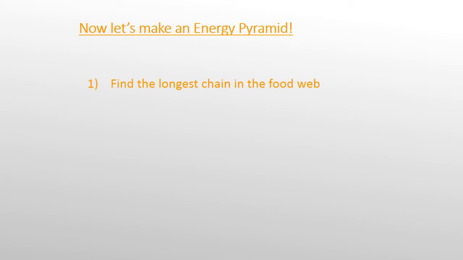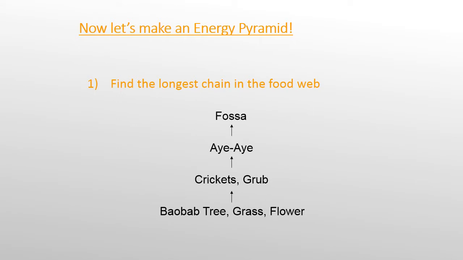For example, if you have a baobab tree, or the grass or the flower, connected to a cricket or a grub, that would be connected to the aye-aye, that could be connected to the fossa. So you write yours in. Don't write all of this in because it might be different than yours. So use yours as the example.